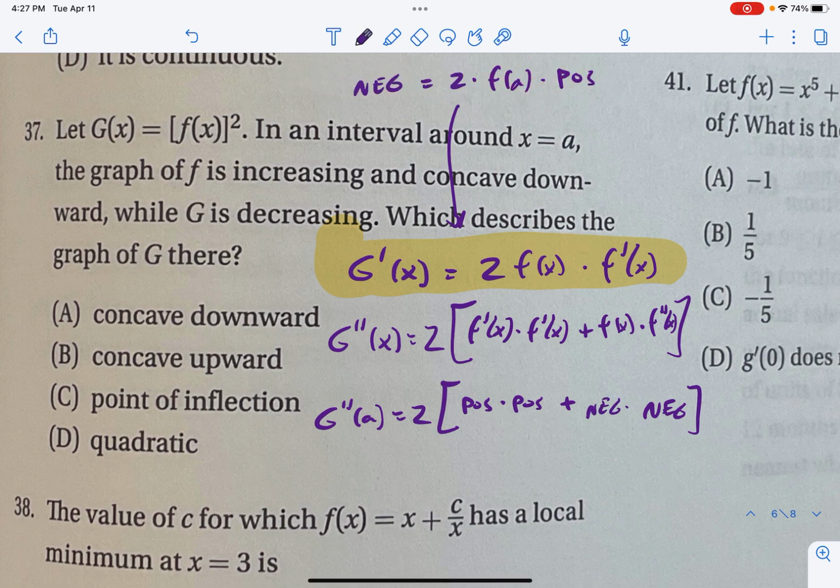Right? Kind of an abstract problem, but we have enough information to figure out which things are positive and which things are negative. I am noticing that this whole thing is positive. Positive times positive is positive. Negative times negative is positive. Add these, it's positive. Times 2, it's positive. So g double prime is positive, which means the graph of g is concave up at this point.